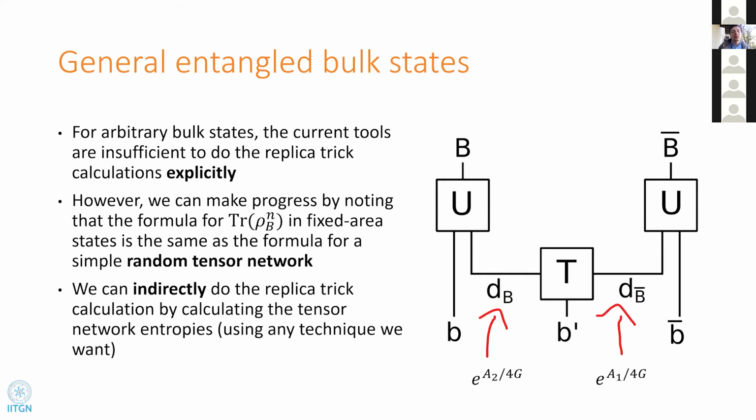It means that if we can calculate the entropy of rho b in this random tensor network, even if the way we calculate it has nothing to do with any replica tricks, then we have necessarily also done a replica trick calculation for fixed area states, or worked out what the replica trick answer for fixed area states would be. That's because the replica trick answer for fixed area states has to be the same as the replica trick answer for the random tensor network, because it's the same calculation mathematically, which in turn has to be the same as the answer we get in other methods for the random tensor networks, because maths is consistent.